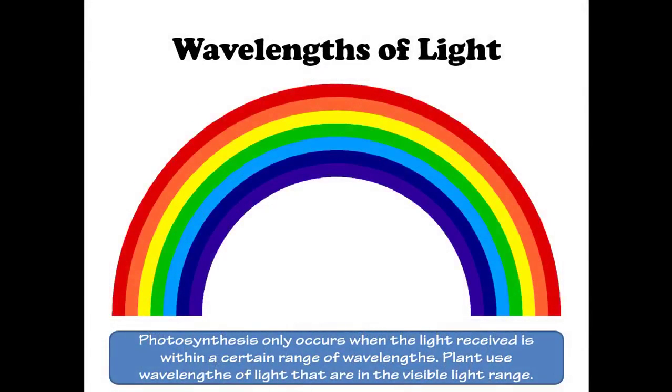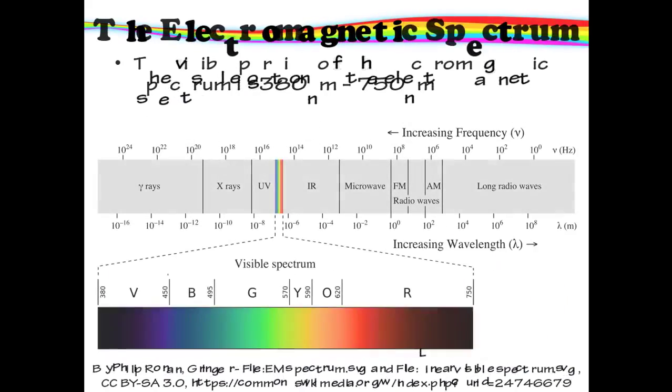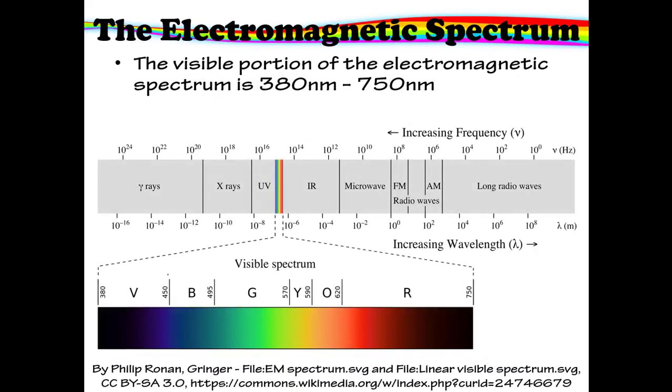Photosynthesis only occurs when the light received is within a certain range of wavelengths. Plants use wavelengths of light that are in the visible light range. The visible portion of the electromagnetic spectrum is between 380 nanometers and 750 nanometers.